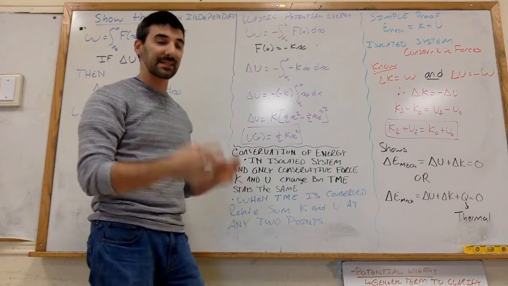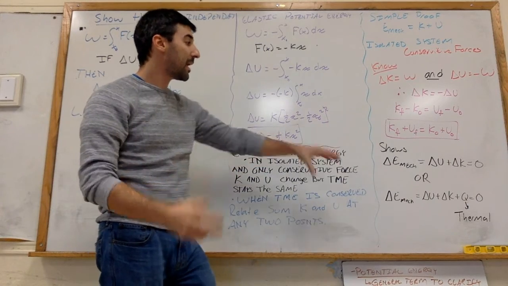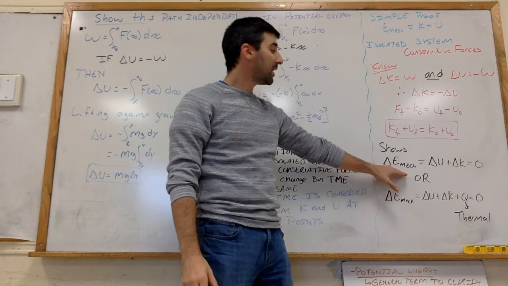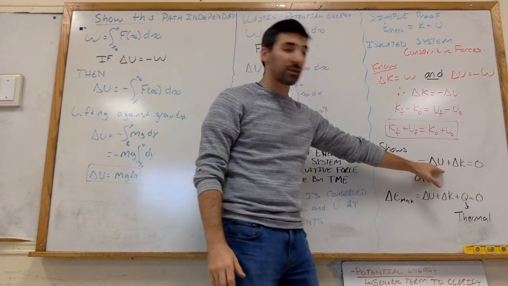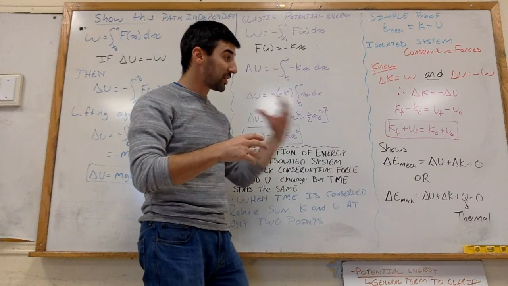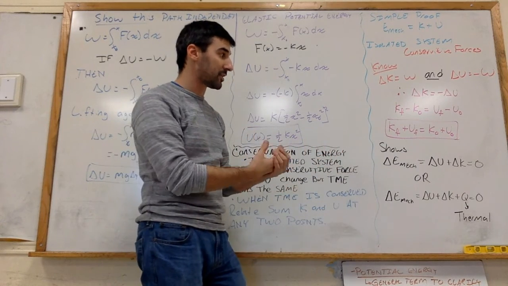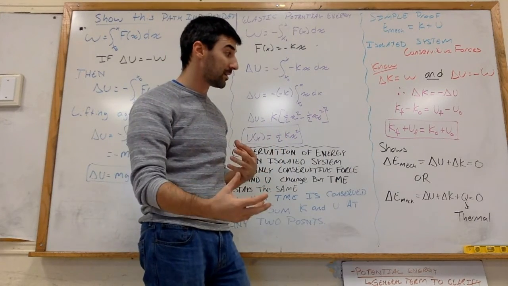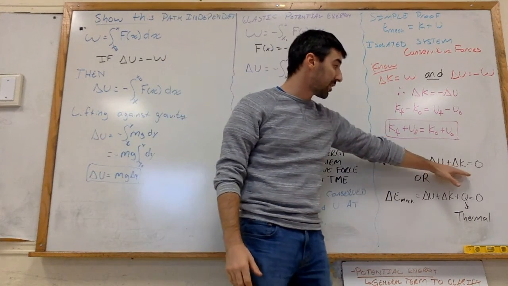Again, it's a very simple but powerful expression because it'll show us that our total mechanical energy is equal to our change in potential energy plus our change in kinetic energy, and that tells us that the change in the total mechanical energy of the system, or the change in potential plus the change in kinetic, has to be equal to 0. Now, this is only with conservative forces.